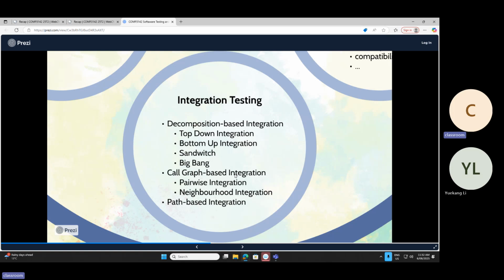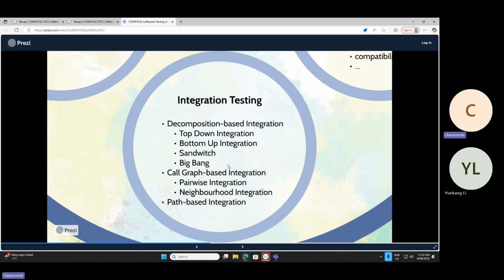And we also have big bang integration, which is about just integrating everything together. And it is actually very, very similar to system testing. And that's about using the requirements to do the decomposition. We can also try to use the actual code of the program to do integration.